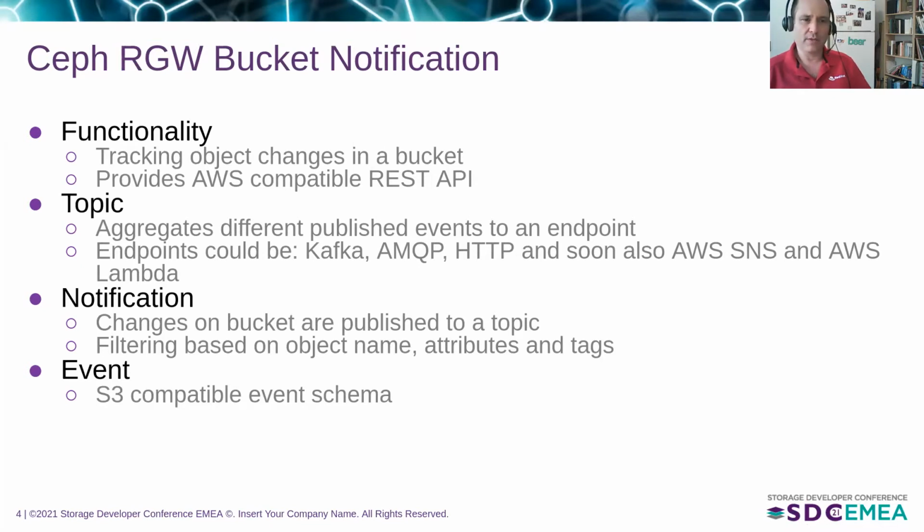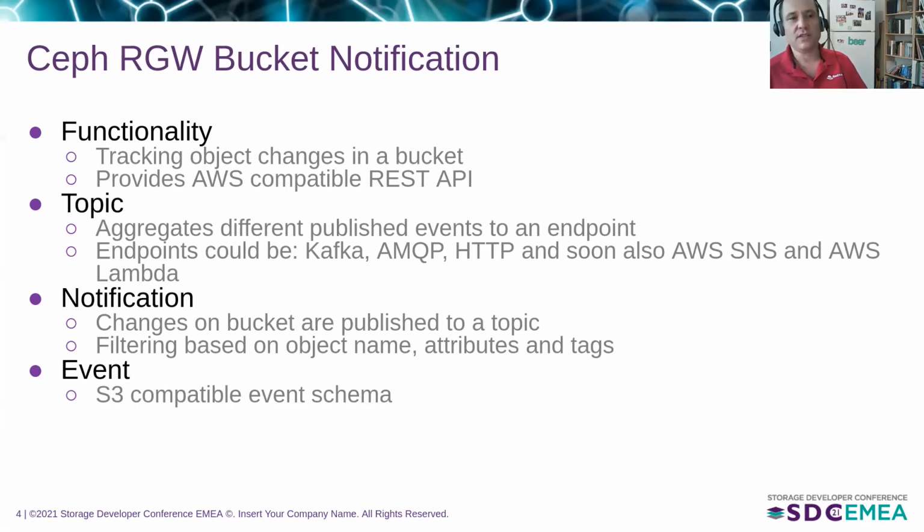What are the components and building blocks of bucket notification? The first thing is a topic. The concept of the topic is that this is an aggregation point to which the events and the modifications are being published. And it points to an endpoint. The endpoint could be a variety of endpoints. We have Kafka endpoints, AMQP endpoints, HTTP endpoints, and we're going to even have AWS SNS and AWS Lambda endpoints. And the other side of the endpoint of the topic is the notification.